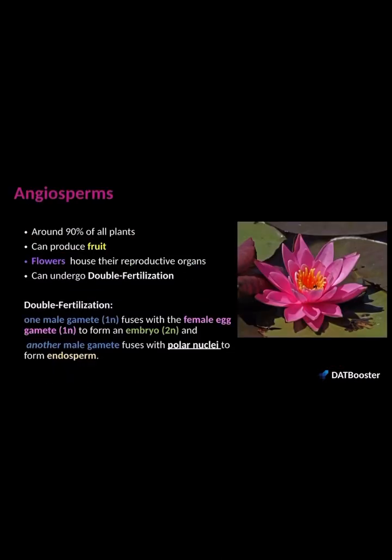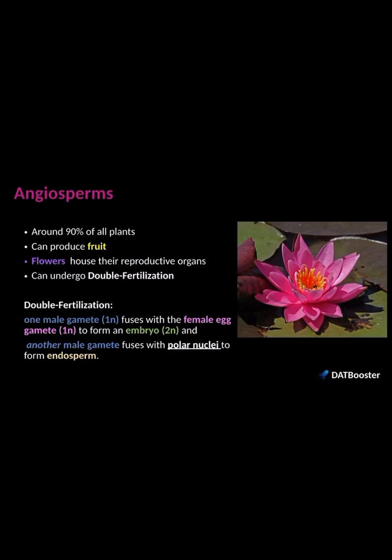Let's look at angiosperms now. This is going to account for around 90% of all the plants found in nature. Why are they angiosperms? Well, they can produce fruit and they have flowers. Flowers are important because they house their reproductive organs like the pistil and the stamen.